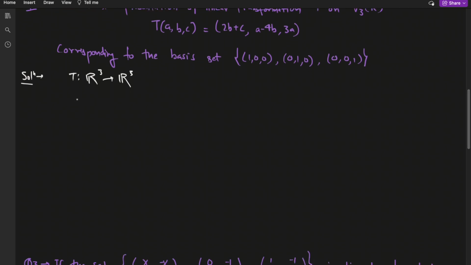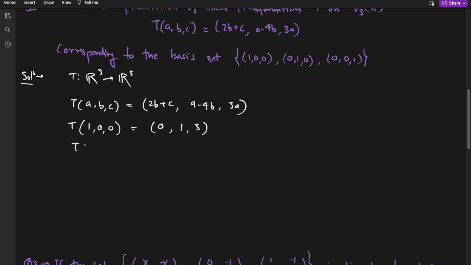So this is a relatively simple question compared to the previous one. The transformation T is given as T of A comma B comma C equals 2b plus c, a minus 4b comma 3a. Basically for these basis vectors we need to check how they are getting transformed. So how T of 1,0,0 is getting transformed is simple. You just apply this formula, and you will get 0, then 1, then 3, right? Similarly for T of 0,1,0, you will get 2, minus 4, 0.